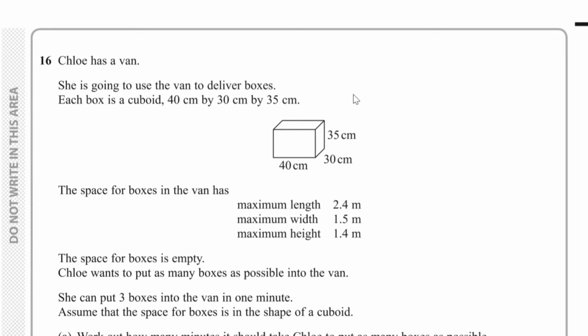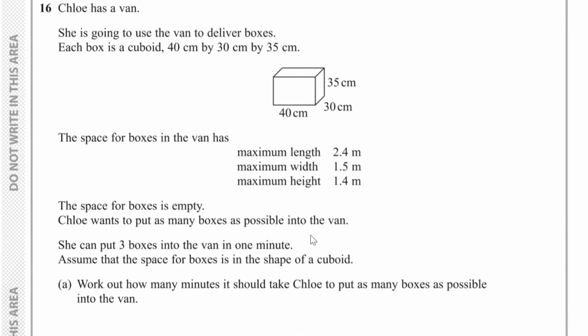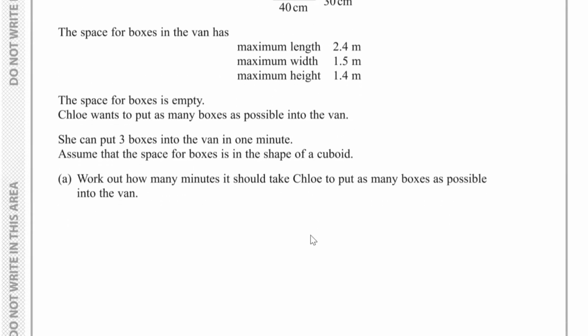Question number 16. Chloe has a van. She is going to use the van to deliver boxes. Each box is a cuboid, 40 centimeters by 30 centimeters by 35 centimeters. And the space for boxes in the van has a maximum length of 2.4 meters, a maximum width of 1.5 meters, and a maximum height of 1.4 meters. The space for boxes is empty. Chloe wants to put as many boxes as possible into the van. She can put 3 boxes into the van in 1 minute. Assume that the space for boxes is in the shape of a cuboid. For part A, we have to work out how many minutes it should take Chloe to put as many boxes as possible into the van. So let's draw out the van.